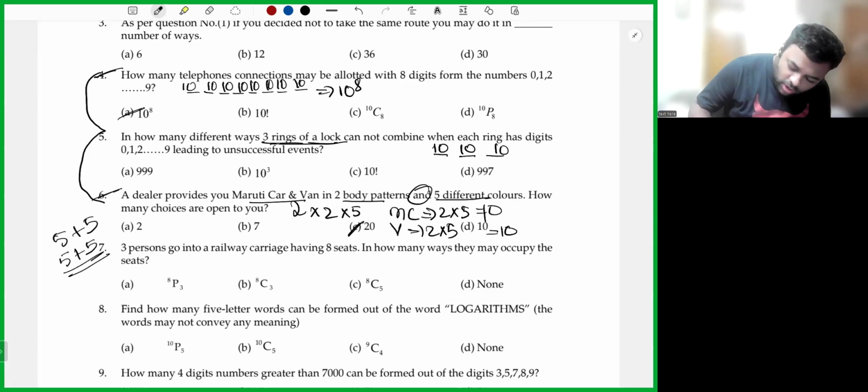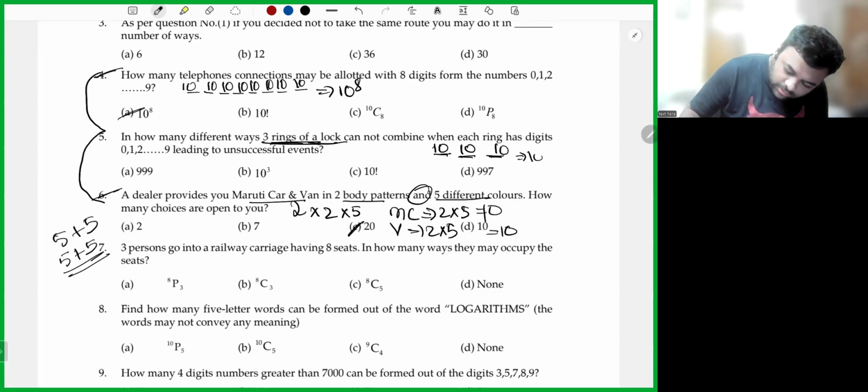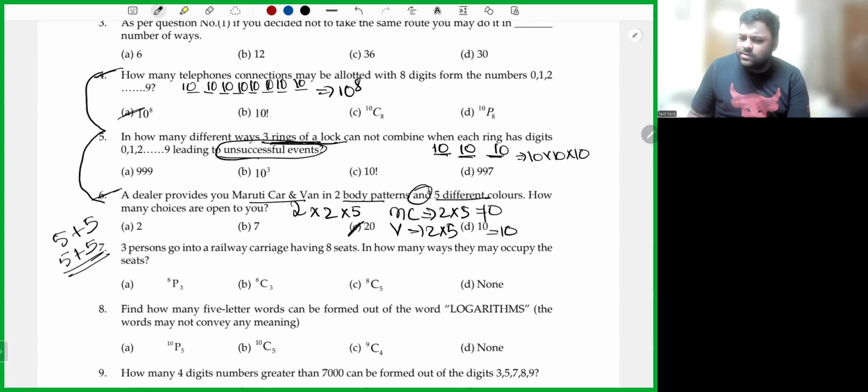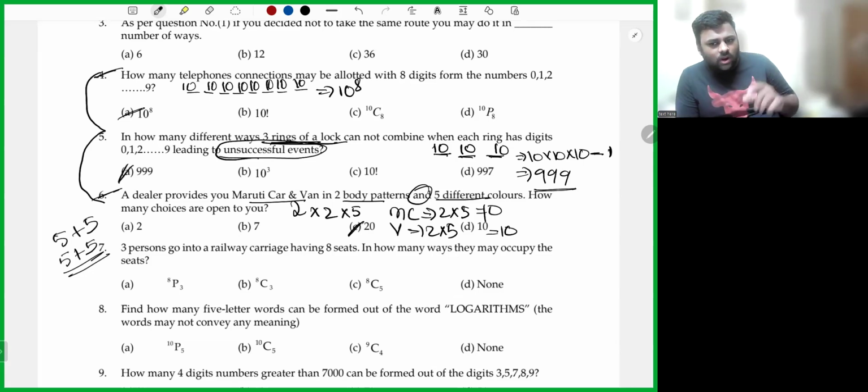Now 3 rings of a lock are there. You can have any of 10 numbers, there is no issue. You can have 0, 0, 0 or 1, 1, 1 or 1, 1, 2. There's no issue. So 10 into 10 into 10. He's asking about unsuccessful attempts, not a successful attempt. How many successful attempts will be there? Only one successful attempt, the correct passcode. So 999 unsuccessful attempts will be there. If you sit and count every attempt, 999 unsuccessful attempts will come. Okay, so I hope 4, 5, 6 are clear. Simple sums, nothing much difficulty.